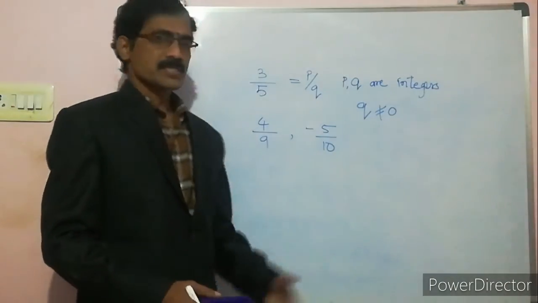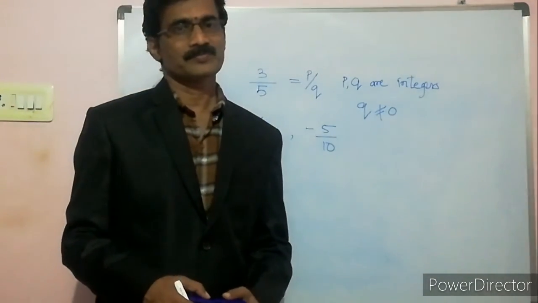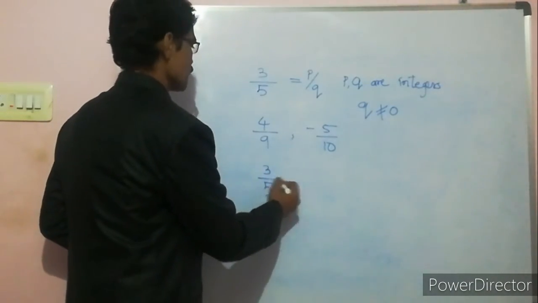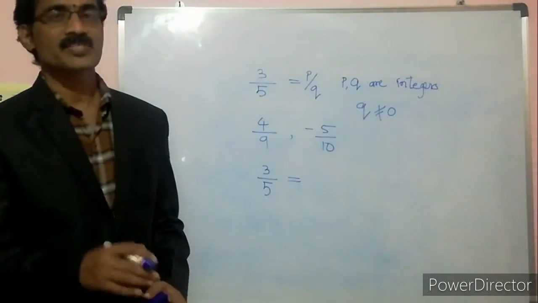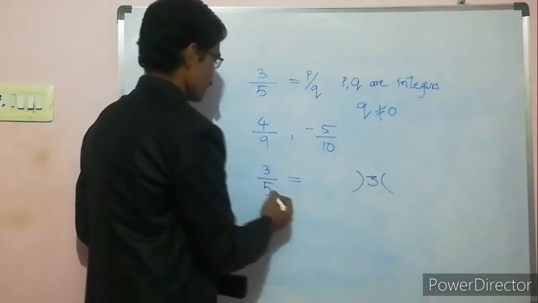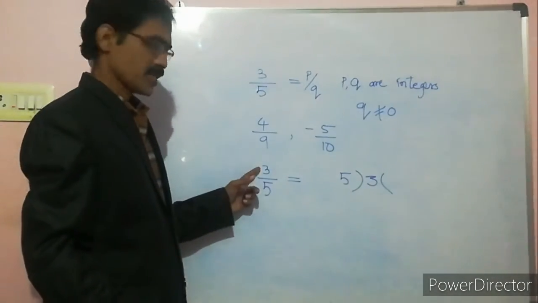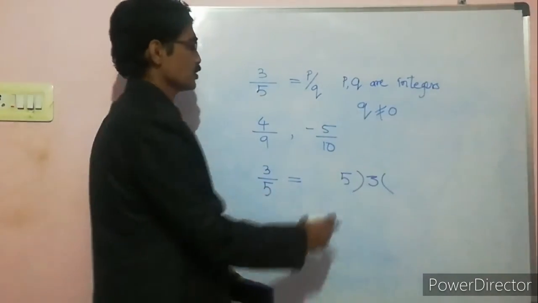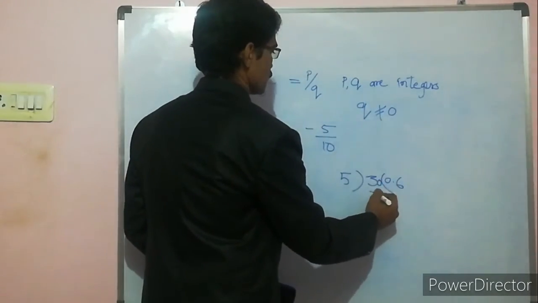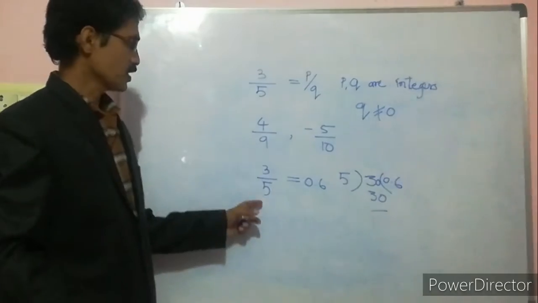Every rational number can be expressed in decimal form also. For example, 3 by 5. What is the decimal form of 3 by 5? How can we change it into decimal form? That is, numerator is divided by denominator, 3 divided by 5. It is not possible, so you keep 0 point, and 5 times 6 is 30. So 0.6 is the decimal form of 3 by 5.